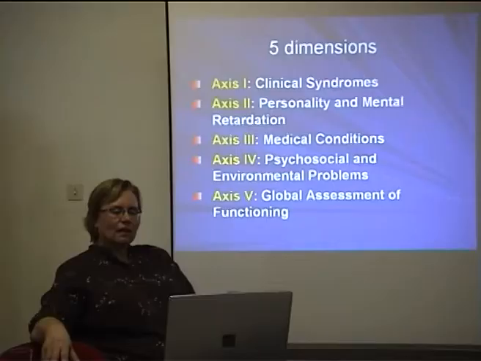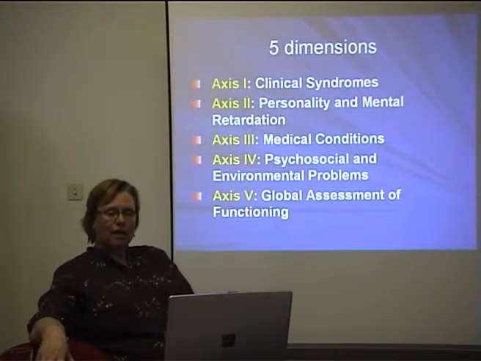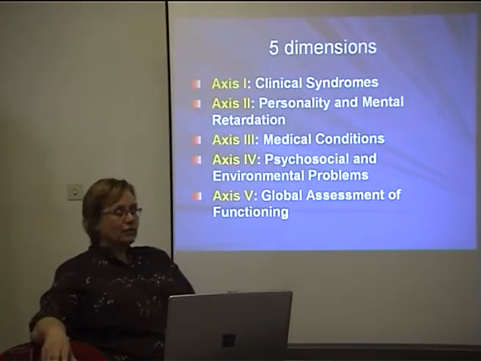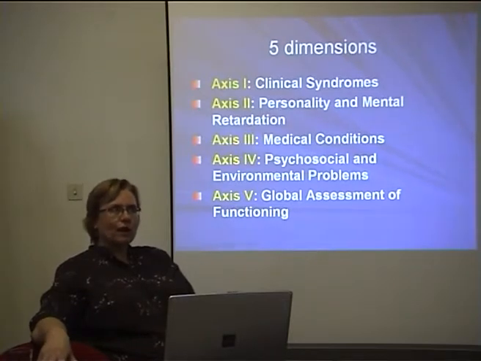Axis 3 allows us to notate or take account of whatever medical conditions the person might have in addition to the psychological problems they might have or symptoms they might be experiencing. On Axis 4, we look at psychosocial and environmental problems. It's very important to know what is going on in the context somebody lives in.